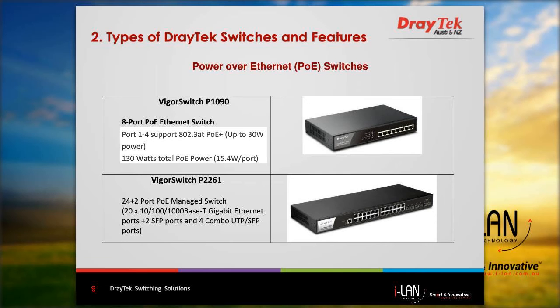The other switch, which is the one just above that one in the table, is the VigorSwitch P1090, and this is an 8-port gigabit Ethernet PoE switch, but it doesn't have all the features of the 24-port switch, but is suitable for small-scale solutions. So if it was like for a small office, or just to power up a few IP phones or cameras and that sort of thing.